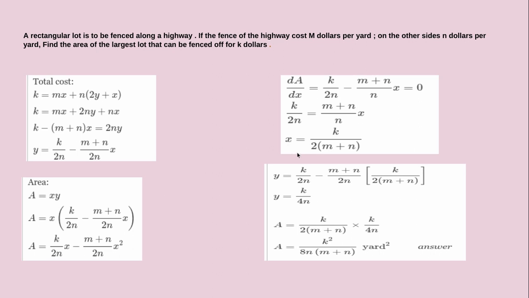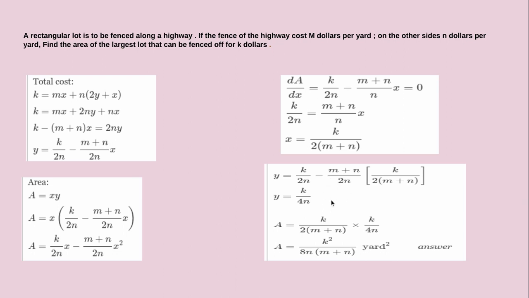After finding the value of x, we are now going to substitute the value of x in y, which is equal to k all over 2n minus m plus n all over 2n, and substitute the value of x which is equal to k all over 2 quantity of m plus n. Then after solving, we have the value of y equal to k all over 4n. Now we have solved the value of both x and y.